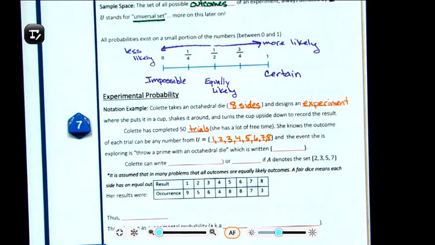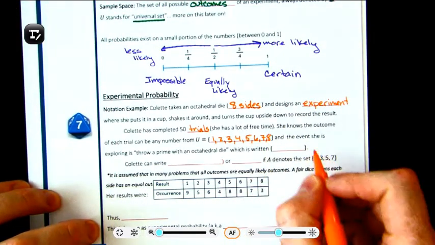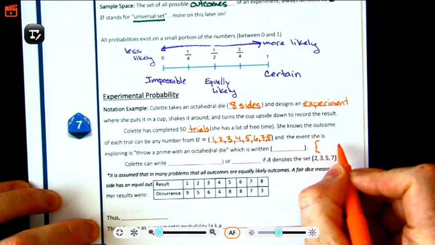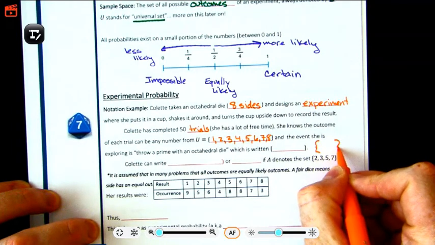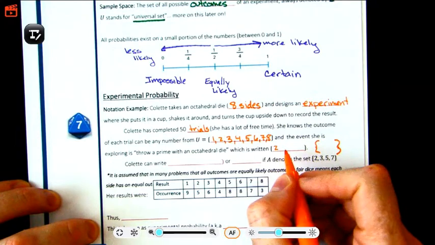And the event she's exploring is throwing a prime number with an octahedral die. She wants to know the experimental probability of this happening, which you write as a set. These are called braces. They kind of look like this. It's kind of hard to see. They're kind of fancy. It took me a long time to learn how to make those. The prime numbers are 2, 3, 5, 7.